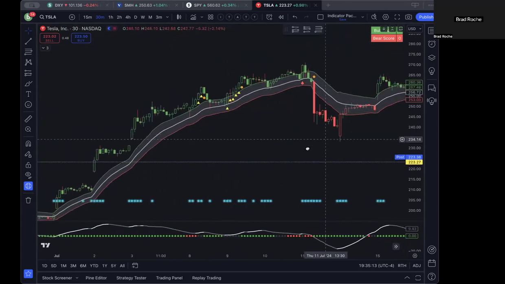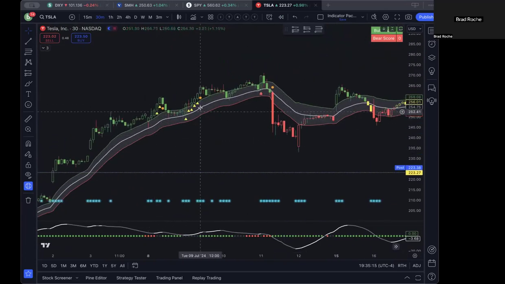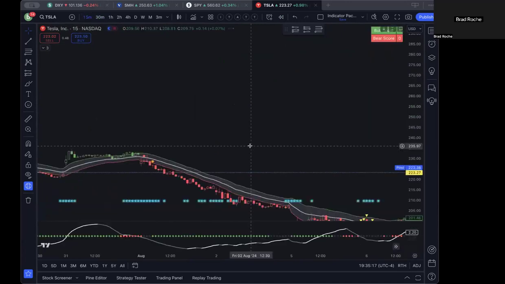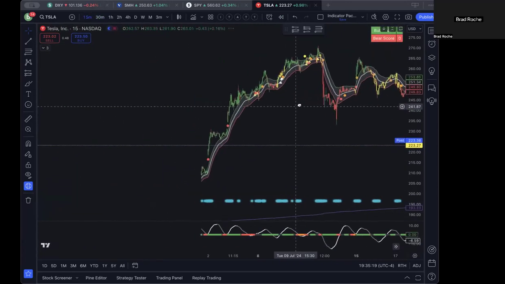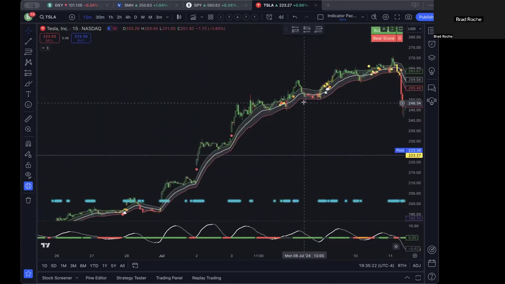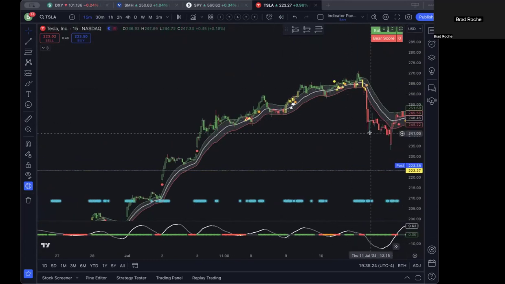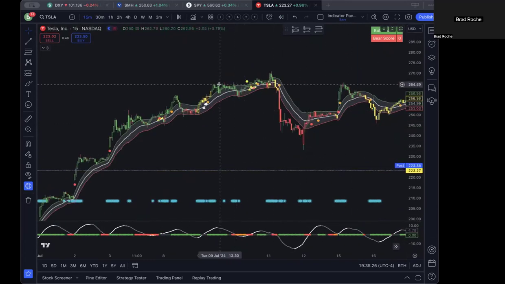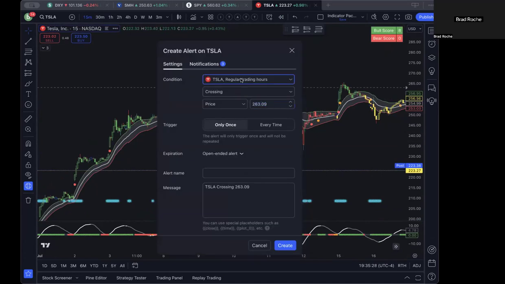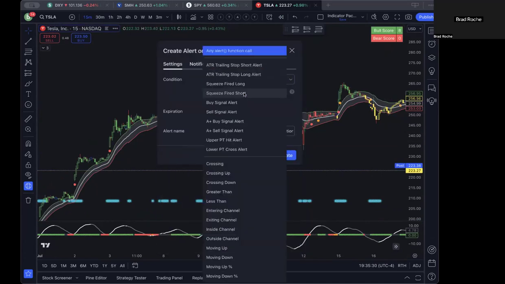If you know, you know. Here's the continuation. Buy signals here, buy signals here. And then here, you would have been able to catch the buy signals here, buy signals here, buy signals here. And like I said, you don't have to miss it because all you have to do is go in and set the alerts.